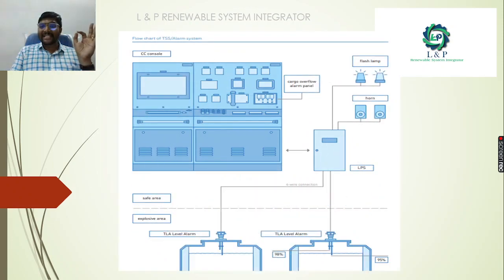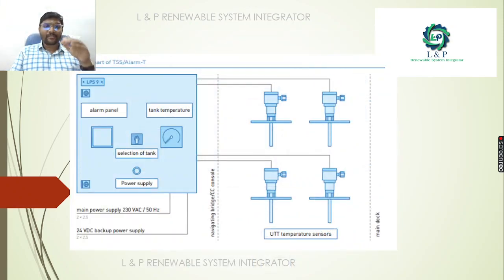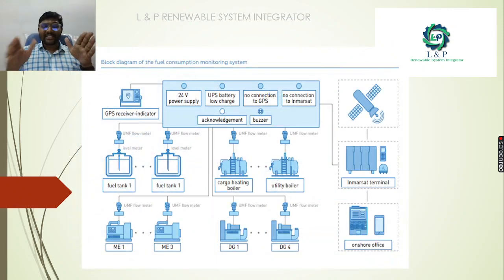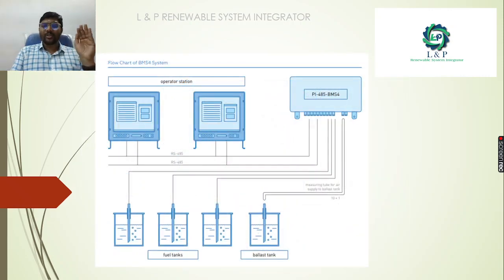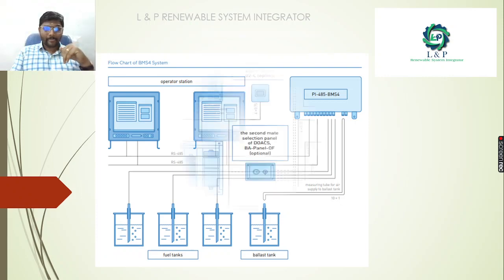This is a flowchart of the TSS alarm system, and this is the flowchart of TSS alarm system T. And this is a block diagram of the fuel consumption monitoring system using a 24-volt power supply. Through the GPS receivers and indicators, we are monitoring all the fuel tanks, cargo heating boilers, utility boilers, and diesel generators, and we are using flow meters to monitor the flows as well.